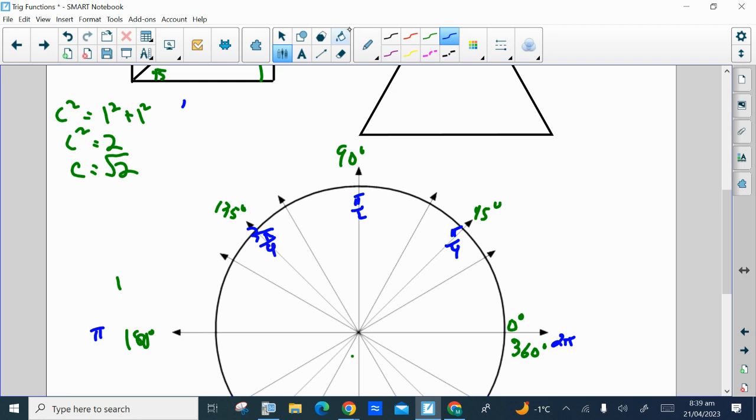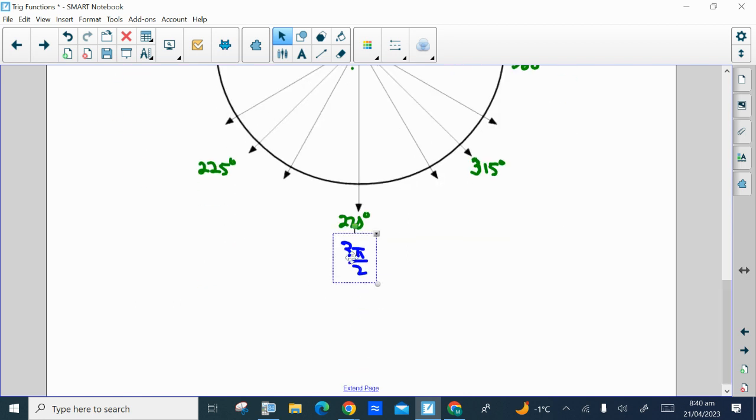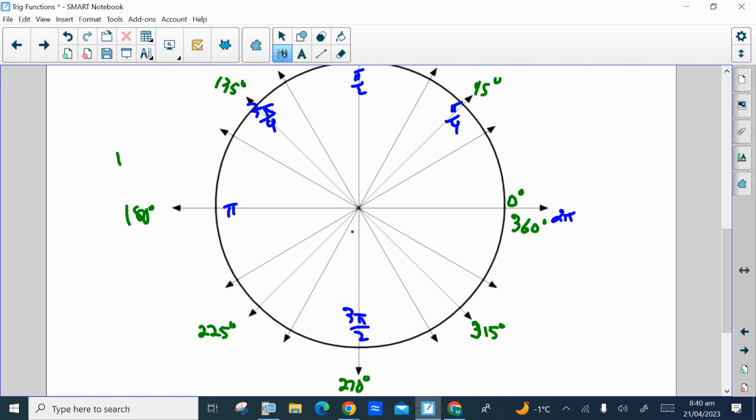Another pi on 4 would be 4 pi on 4, which is pi. Another pi on 4 would be 5 pi on 4. Then 6 pi on 4, which is 3 pi on 2. 7 pi on 4. And then 8 pi on 4 is back to 2 pi.